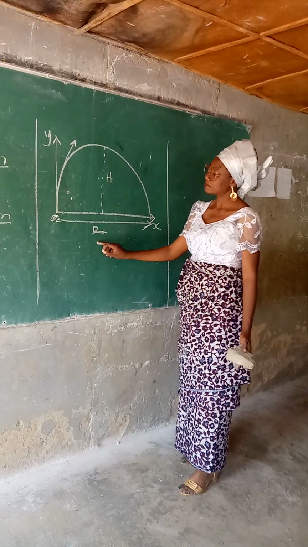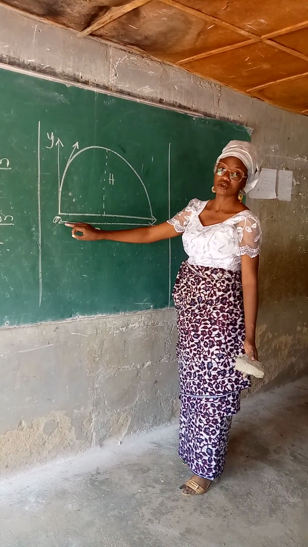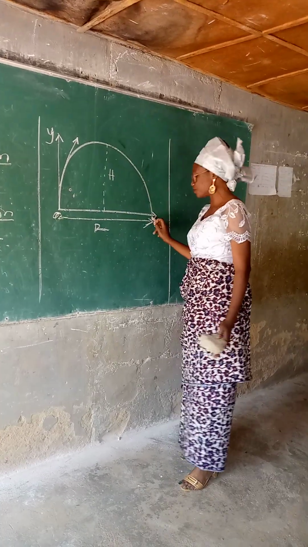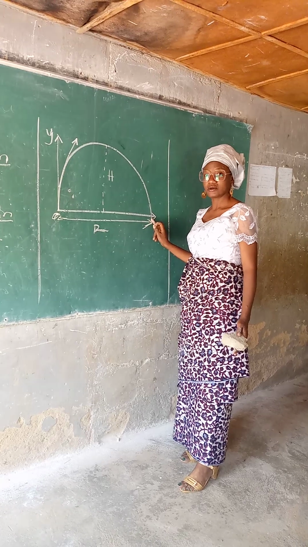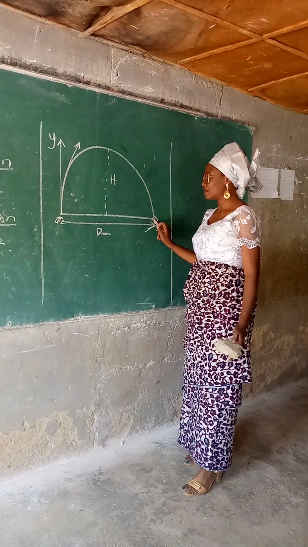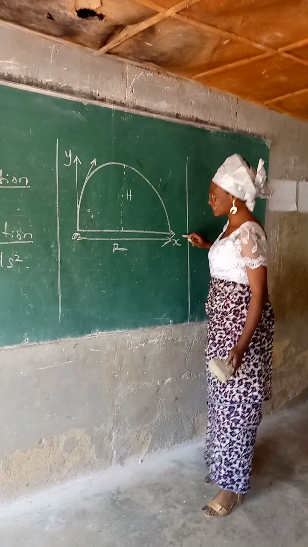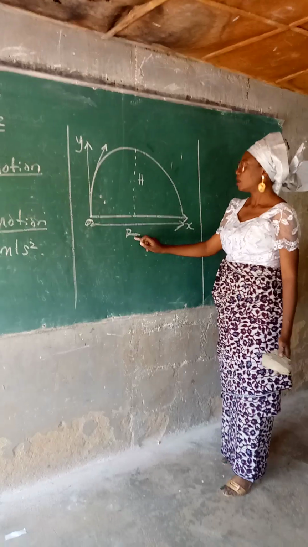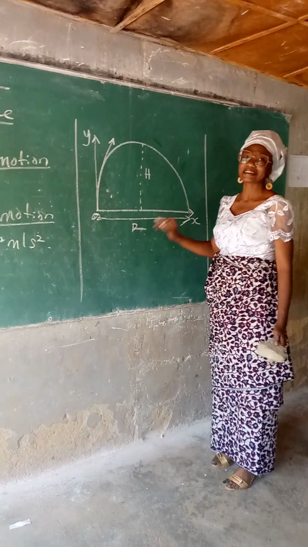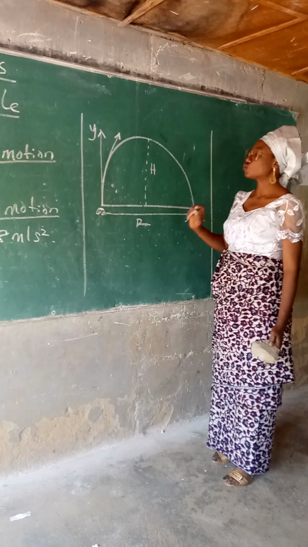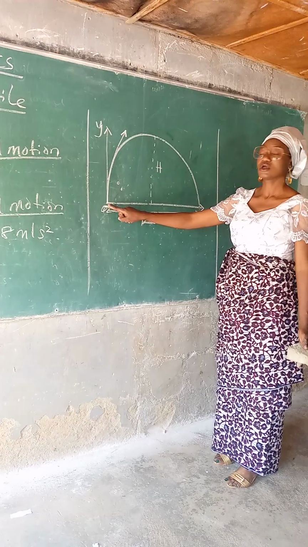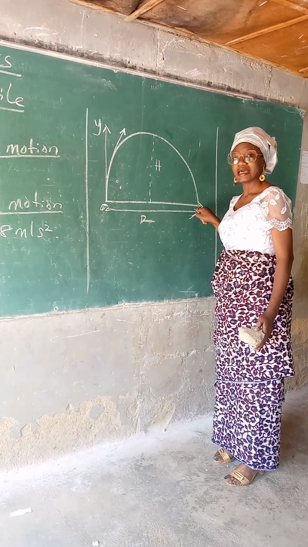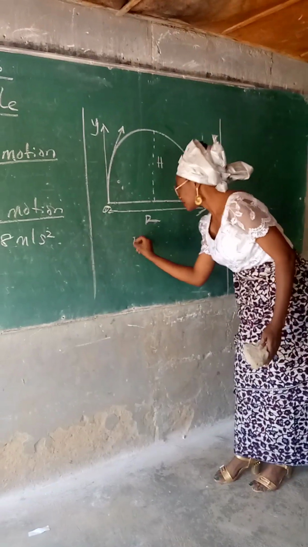The range is simply the motion of the body from the point of projection to the point where it hits the projection plane again, the horizontal plane again. That horizontal distance is called the range. Now, the time of flight is the time it took this projectile to move from the point of projection to the point where it hits the projection plane again. That is taken as capital letter T.